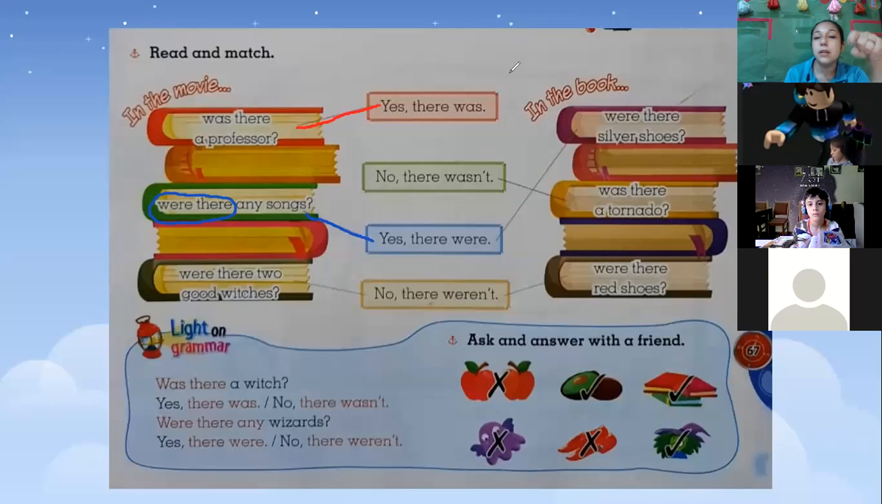So, let's see. Now, were there two good witches? ¿Habían dos buenas brujas? So, you say, in the movie? No, there weren't. Ok, no, there weren't. Exactly, because in the movie, we didn't have two witches. Okay, now, in the book, let's see. Were there silver shoes in the book? Okay, yes, there were. Sí, había. We talk about plural, yes? Was there a tornado? ¿Había un tornado? Okay. No, there wasn't. Were there red shoes? ¿Habían zapatos rojos in the book? No, there weren't.